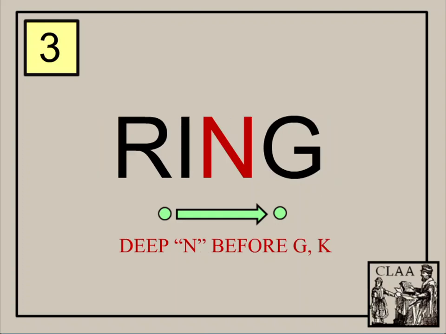The third sound represented by the English letter N is the deep N before the letters G and K. Normally, the letter N is made by touching the tongue to the front and top of the mouth. N, N, N. You can feel your tongue touch the top of your mouth just behind your teeth when you say the sound N, N. When the letter N is followed by G or K, the sound is made with the tongue touching further back in the mouth, closer to the throat.